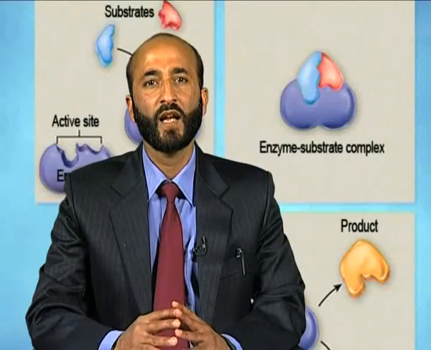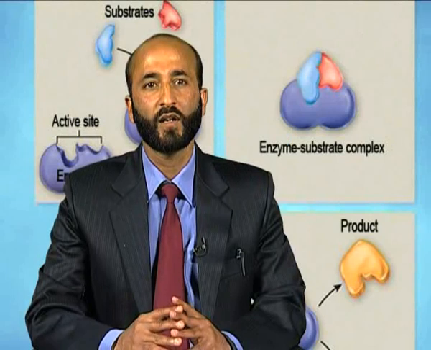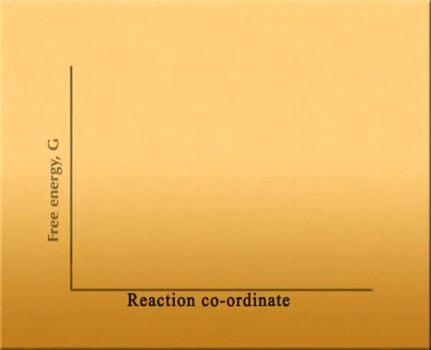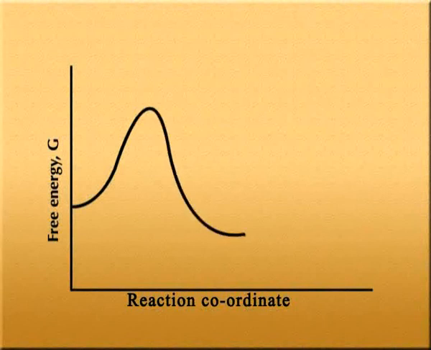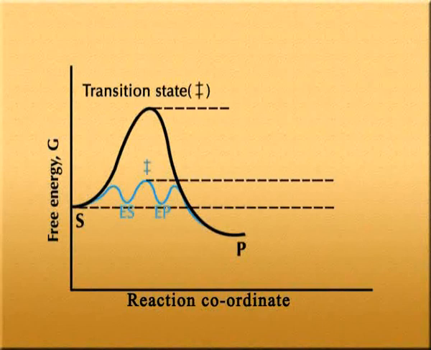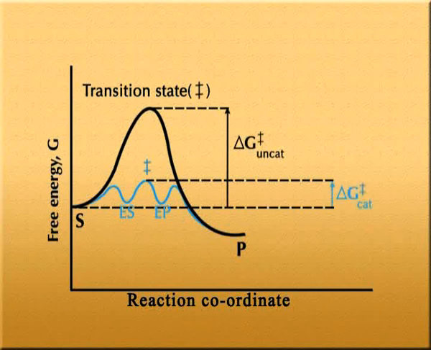Thus, enzymes enhance reaction rates by lowering the activation energy, that is delta G double dagger. The combination of substrate and enzyme creates a new reaction pathway whose transition state energy is lower than that of the reaction in the absence of enzyme. In other words, enzymes facilitate the rapid formation of the transition state.